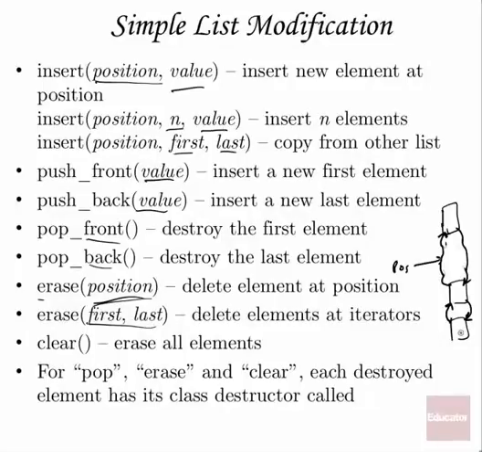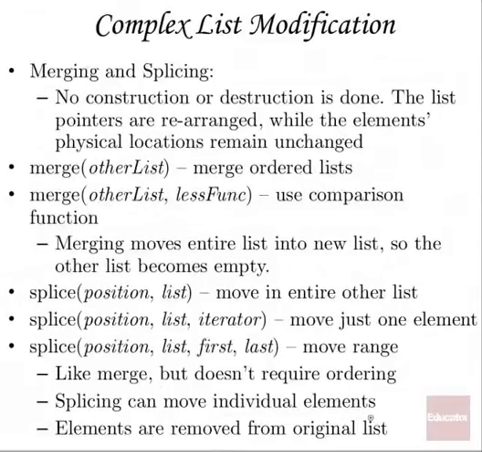So this is the power of the linked list. You don't have to move nodes around. You just move the pointers around. And of course, clear erases the entire thing. So for pop, erase, and clear, each destroyed element has a class destructor, if there's one. Obviously for integers and doubles, you don't have to worry about that. But when you build a class, you have a constructor and a destructor. When you erase the element, the destructor is called, so you can free up memory that's used, that sort of thing.